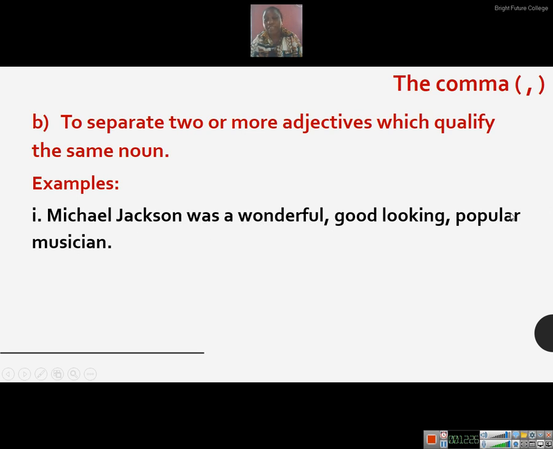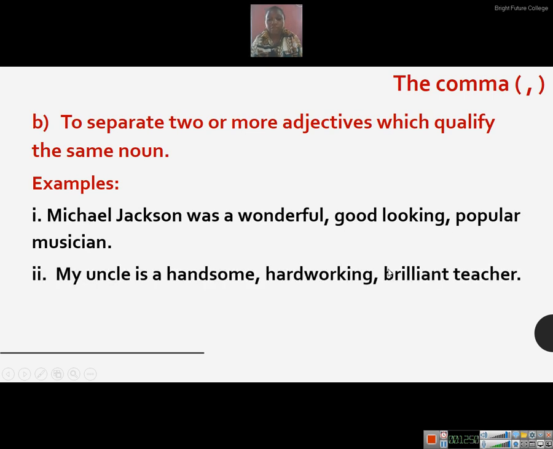Now after the last adjective, there should be no comma. So Michael Jackson was a wonderful, good-looking, popular musician. You can as well say Michael Jackson was a wonderful, good-looking, and popular musician. So when you use and, there will be no need for the comma.